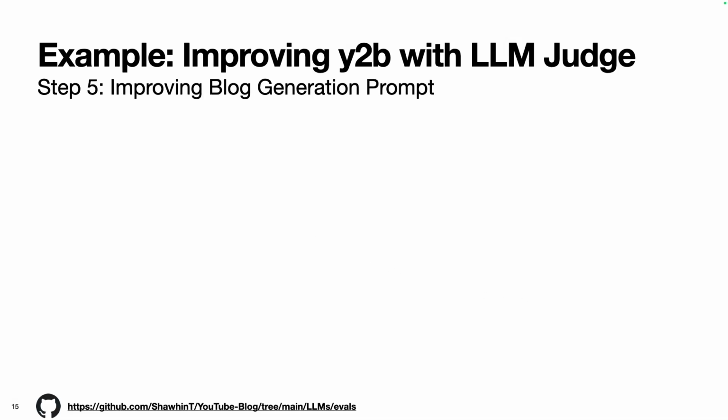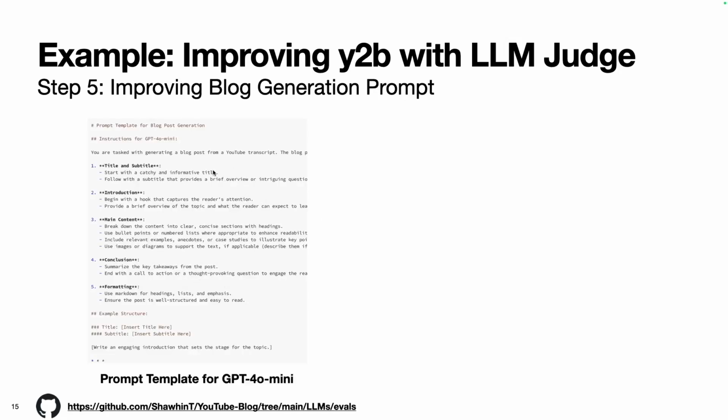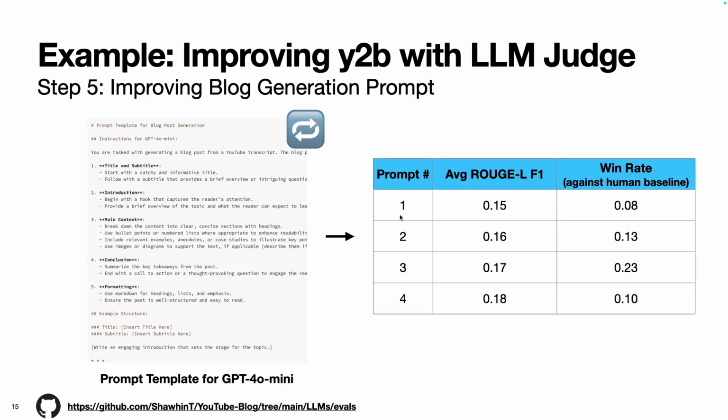which is where I used the LLM Judge to guide updates to the blog generation prompt to improve these AI generated blog posts. The final prompt looks like this. This is a prompt for GPT-4o Mini, while the Judge LLM is GPT-4o. And so here I did 4 iterations, and the results of that are shown here. So this column is the iteration number for the prompt.